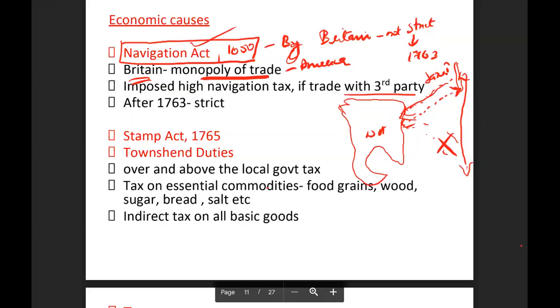The Navigation Act was passed in 1650, but it became very strict after 1763, after the Carnatic War, because the French are not there now, so they can start exploiting. So that was one reason, the Navigation Act.